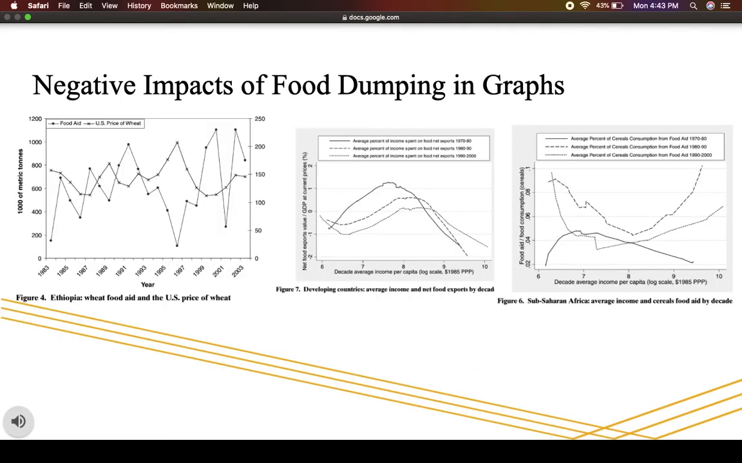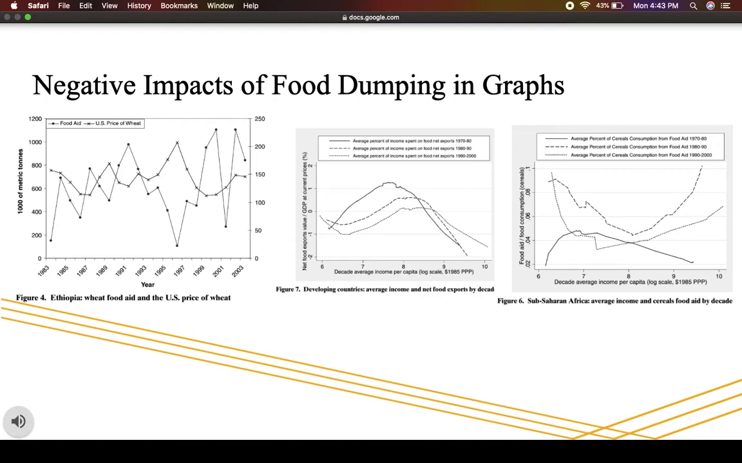Figure 4 indicates that American food aid is directly related to the price of wheat in America. As the price of wheat increases, the amount of food aid will drop inversely. Utilizing untied food aid would give America a safer, cheaper, and more effective method of food aid.